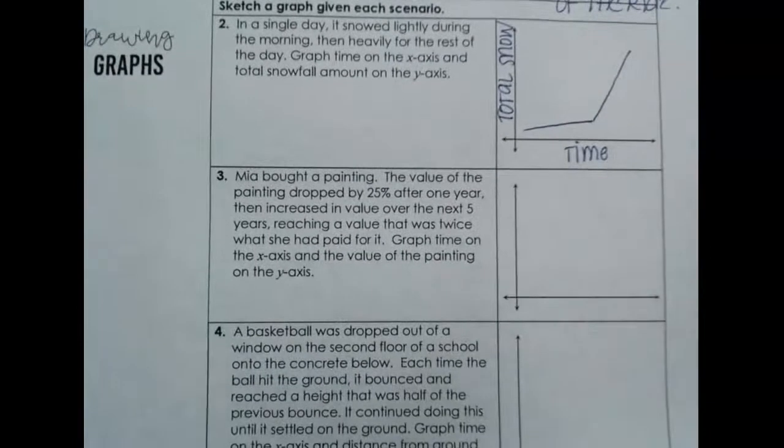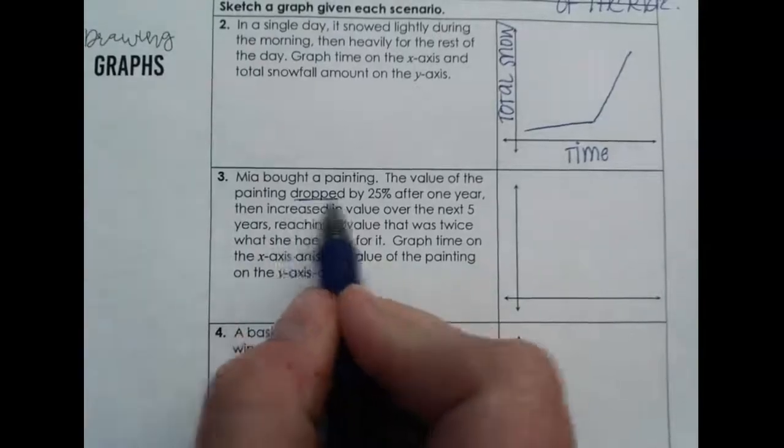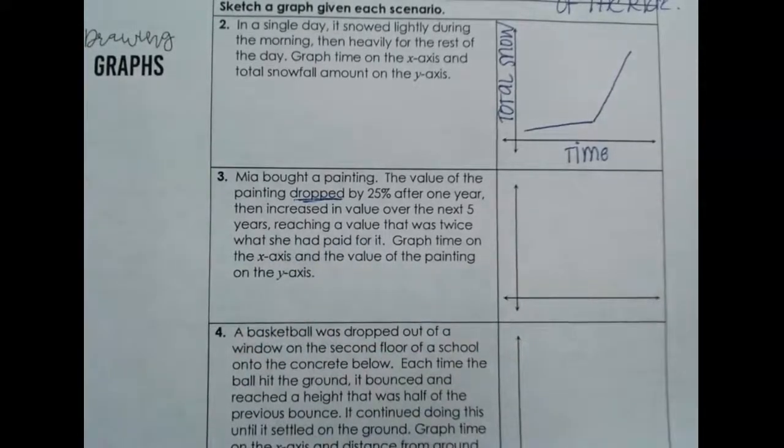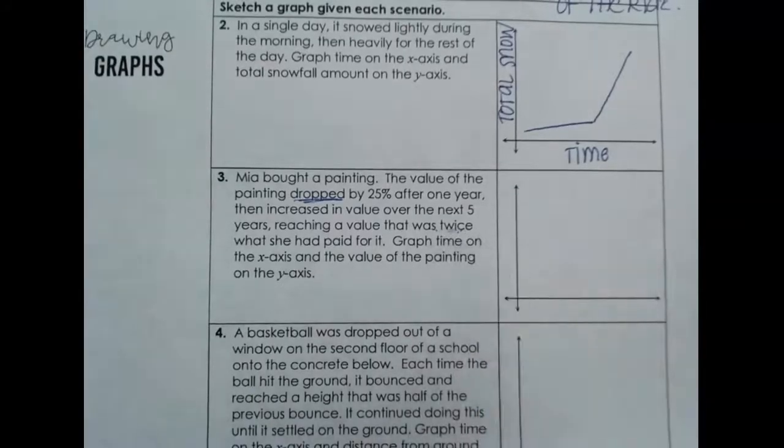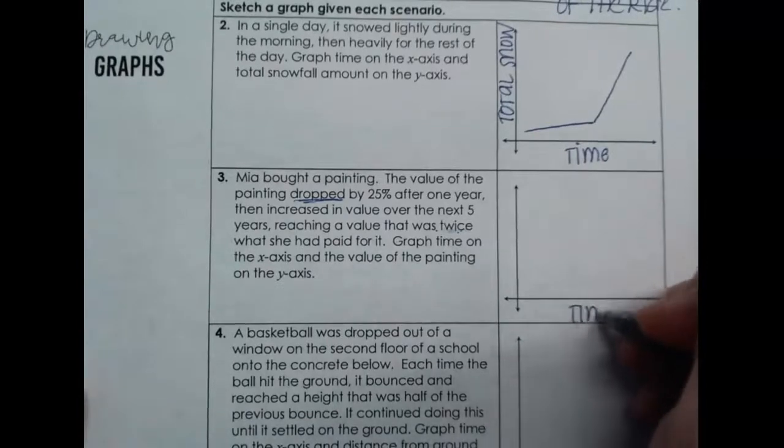Let's try it again. They get a little more complicated. So Mia bought a painting. The value of the painting dropped by 25% after 1 year, and then increased in value over the next 5 years, reaching a value that was twice what she had paid for it. Twice what she had paid for it. So that means we're going to want to go up two times as high as we started with. So we have to think about that when we're putting it on the graph. Graph time on the x-axis, and we'll put the painting value on the y-axis.